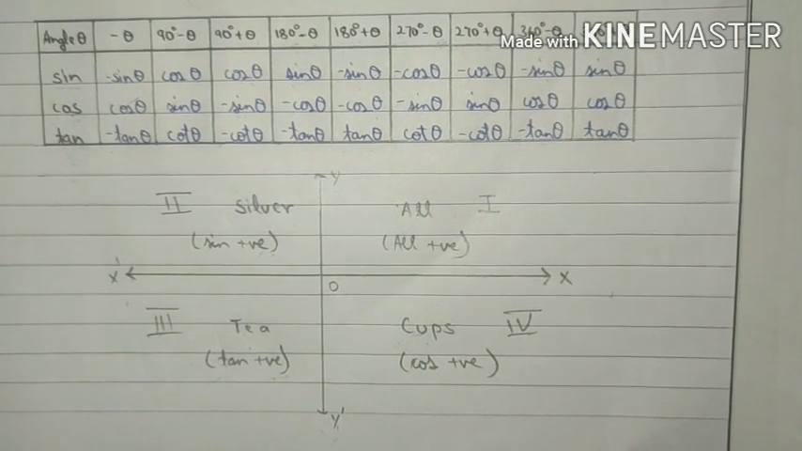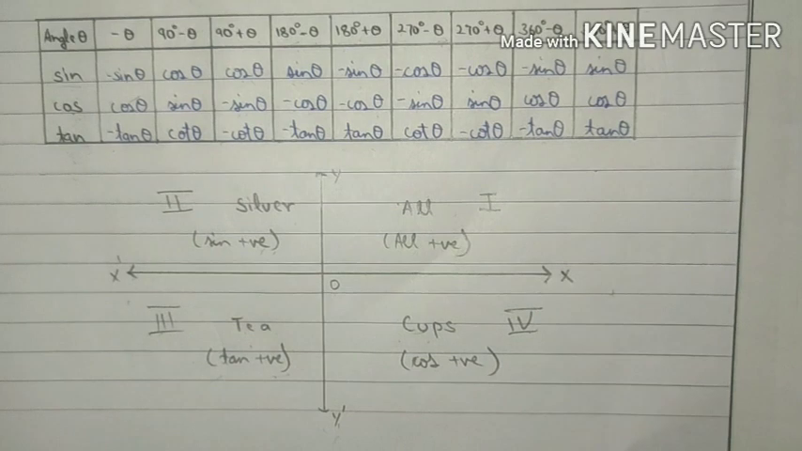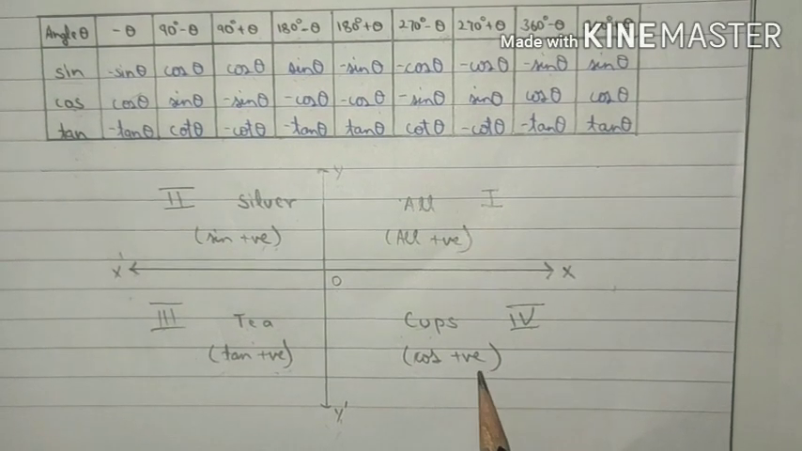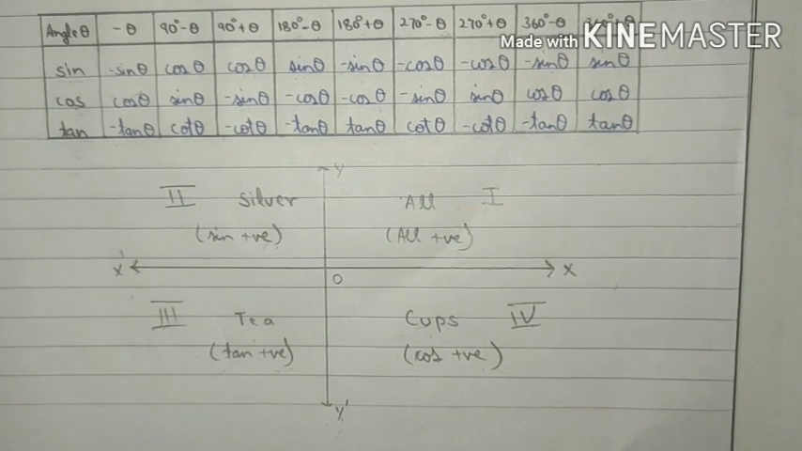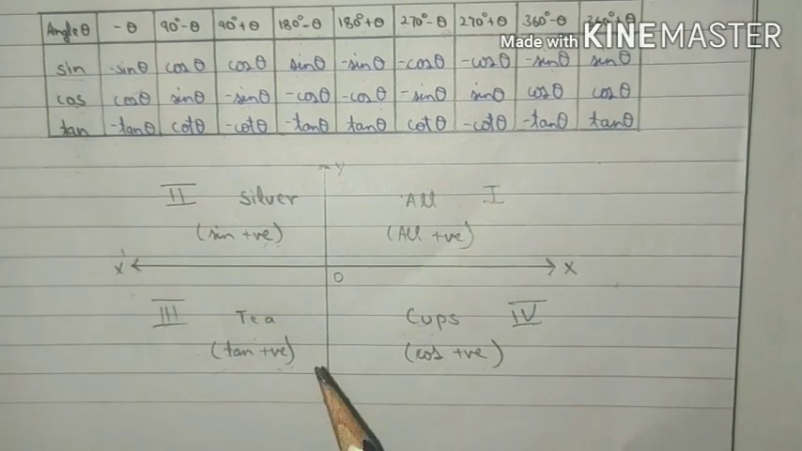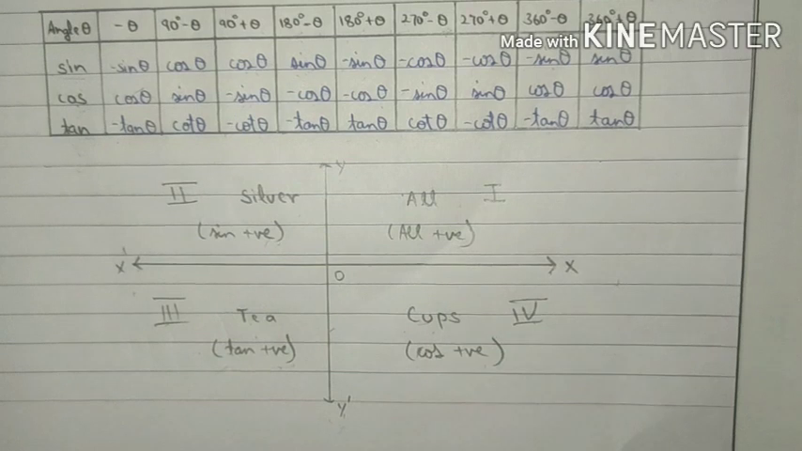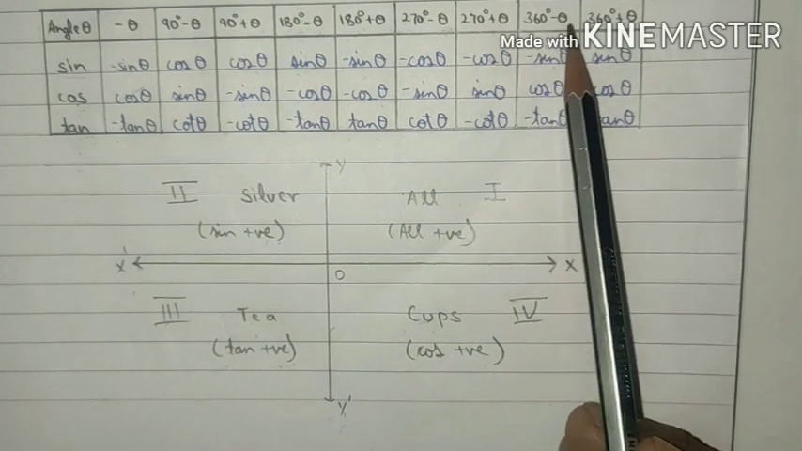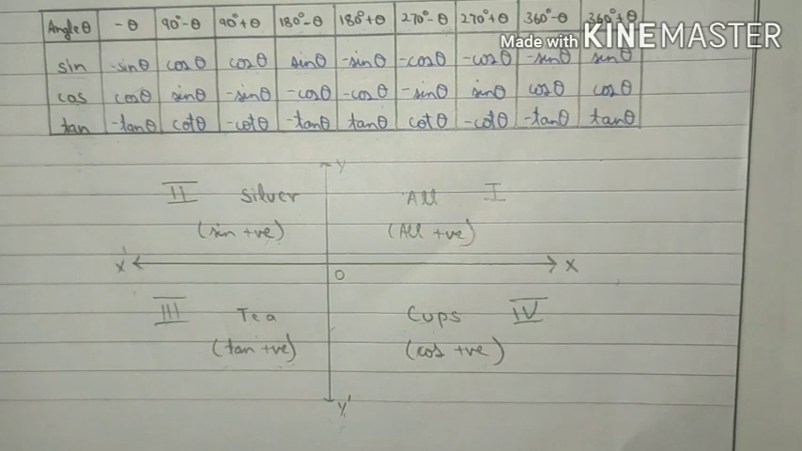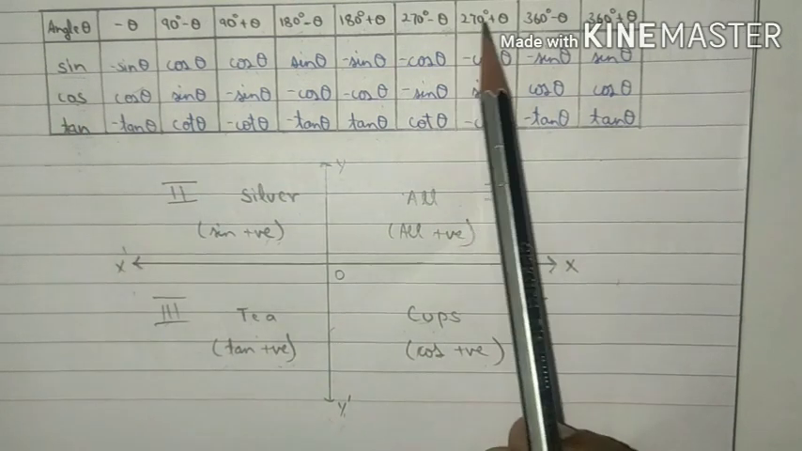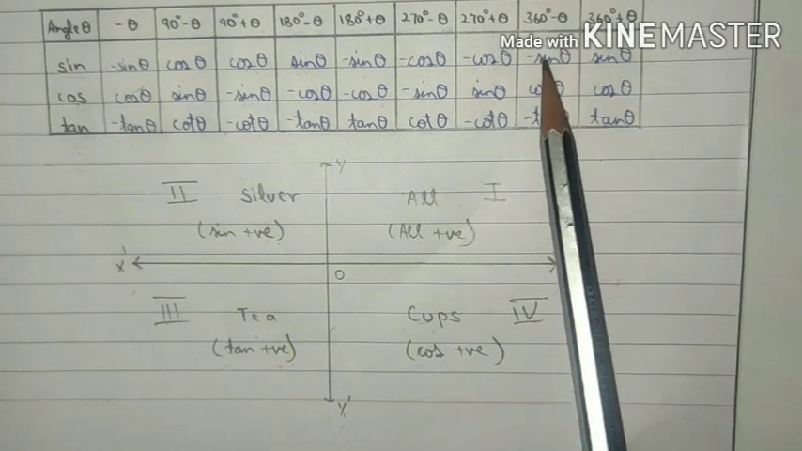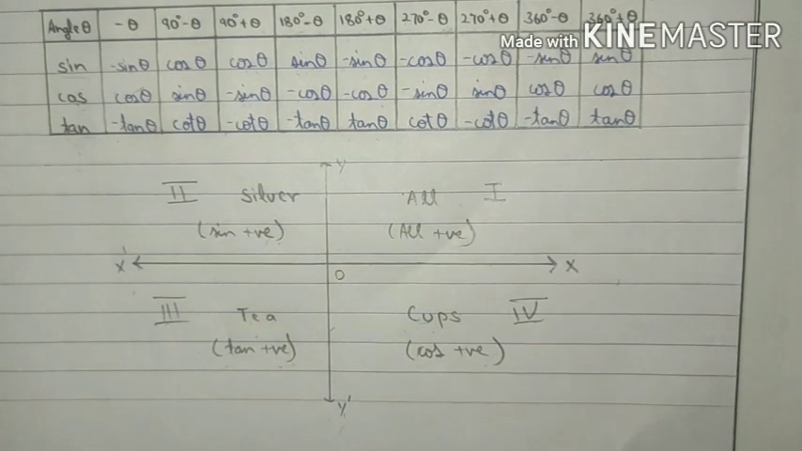Let's move on to the last quadrant, which is the fourth quadrant. What do we observe over here? Only cos will be positive. Moreover, it lies in the range of 270 degree to 360 degree. That is 270 plus theta and 360 degree minus theta. Sine of 270 degree plus theta is negative. Sine of 360 degree minus theta is also negative.